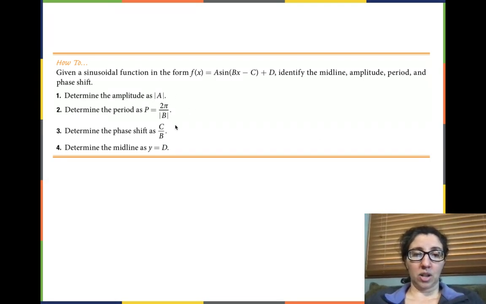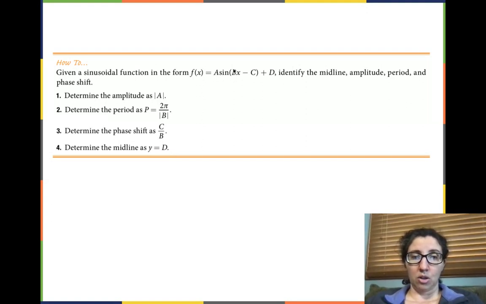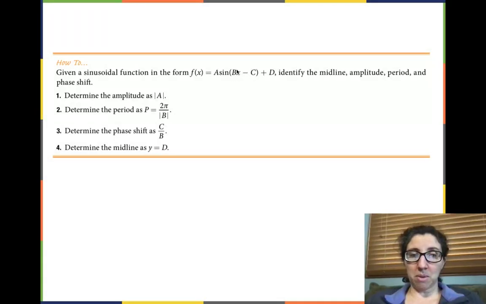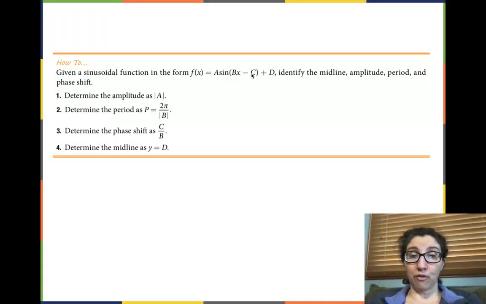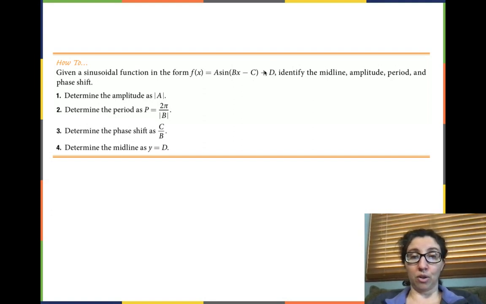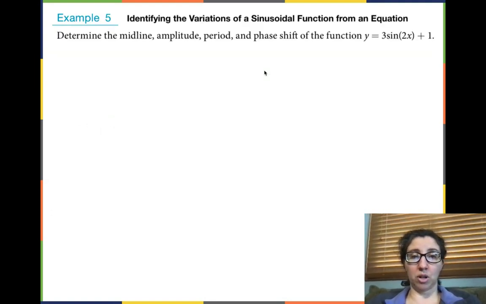So this just kind of tells you, if you have this, here's your amplitude. Your period is 2 pi divided by B. Factor it out of both. Your phase shift is going to be this thing that's left, C divided by B. And this is going to be a vertical shift. Okay, so let's put it all together.